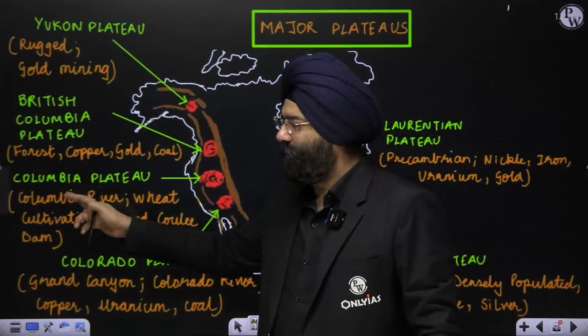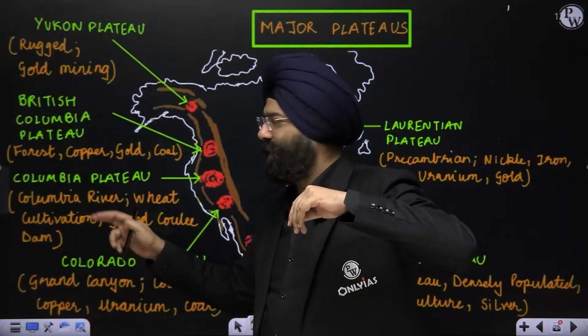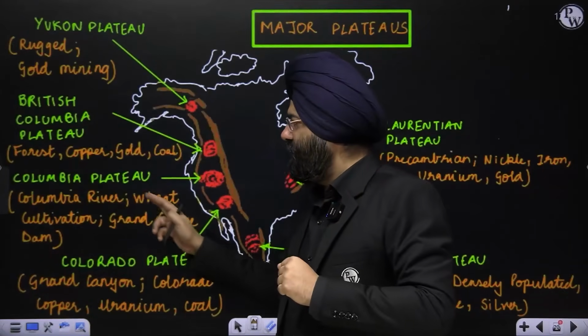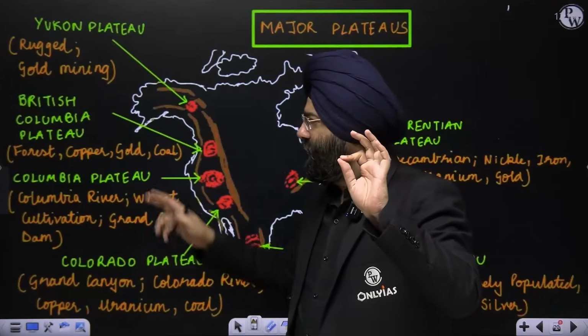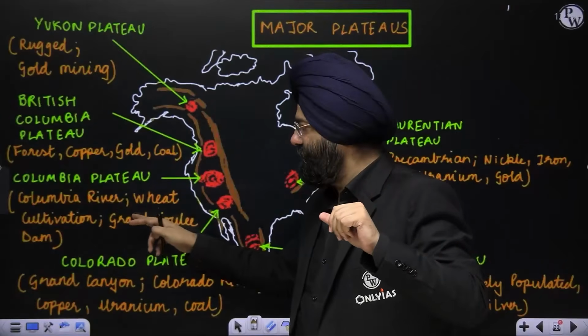Now, again, there is a very important river flowing on this plateau, the Columbia River. Again, it is causing erosion also. Wheat cultivation is done on a large scale. Now, there is a very important dam along the Columbia Plateau on the Columbia River. That is the Grand Coulee Dam.